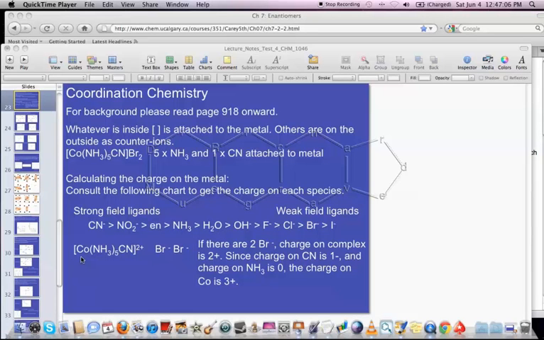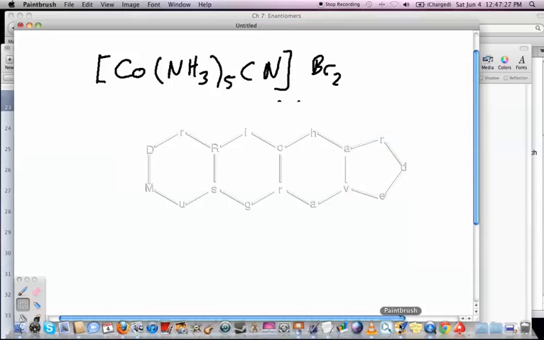Now you've got to remember that these are metals, so metals are positively charged, generally speaking, which means that anything attached to them will be negatively charged or partially negatively charged. So here is an example of the structure. I will just go ahead and show you that, and then I'll show you also how to figure out what the charge on the central metal atom is. Alright, so here's our compound. Let me show you first of all how to figure out what the structure is.